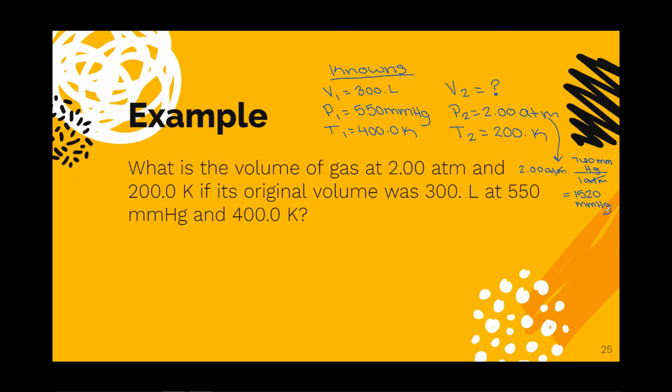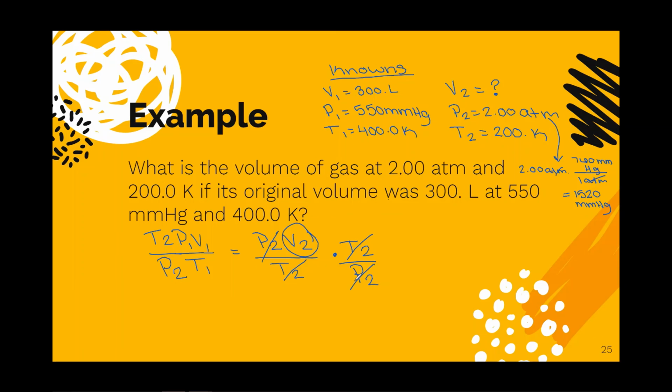So let's go ahead and plug it into our equation. We have P1 V1 over T1 equals P2 V2 over T2. And our unknown is V2, so I'm going to isolate that. I'm going to multiply both sides by T2. If I do that, T2 cancels out. Then I divide both sides by P2. And now I have V2 by itself.